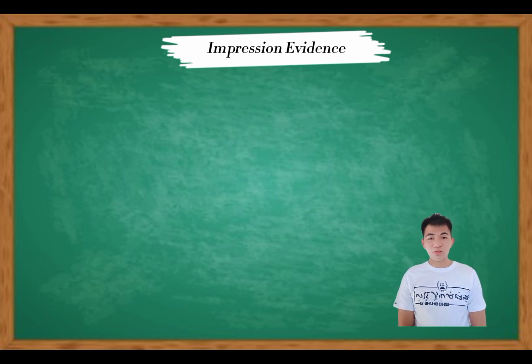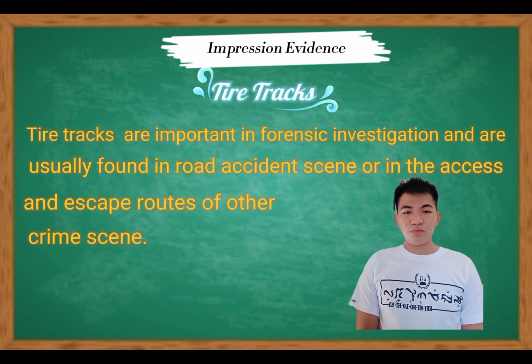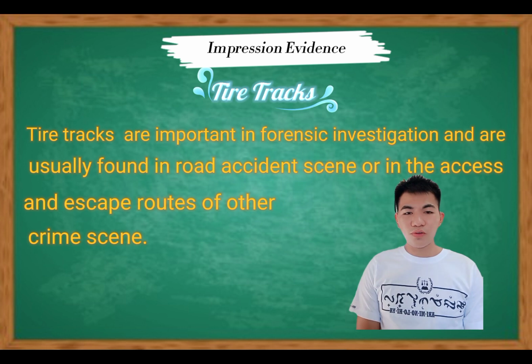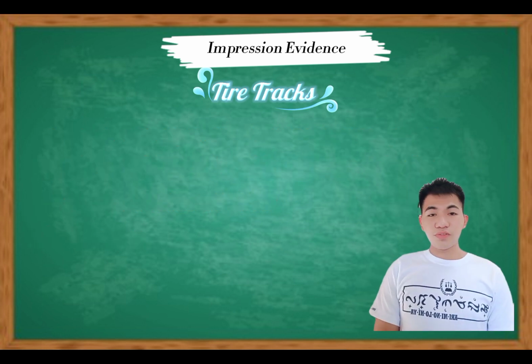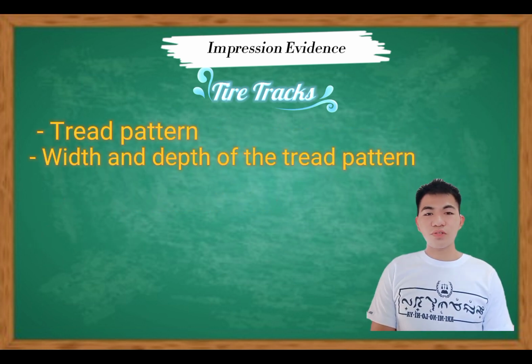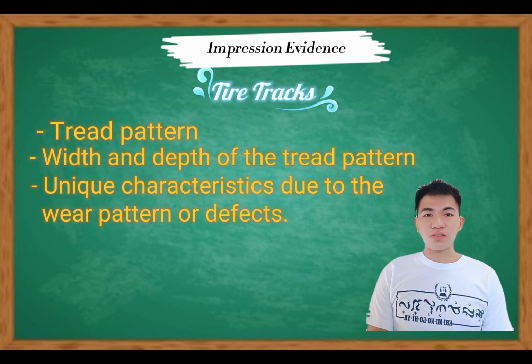The first is tire tracks. Tire tracks are important in forensic investigation and are usually found at a road accident scene, in an access or escape road, or at other crime scenes. The investigator analyzes the features of the tread pattern, the width and depth of the tread pattern, and unique characteristics due to the wear pattern or defects.